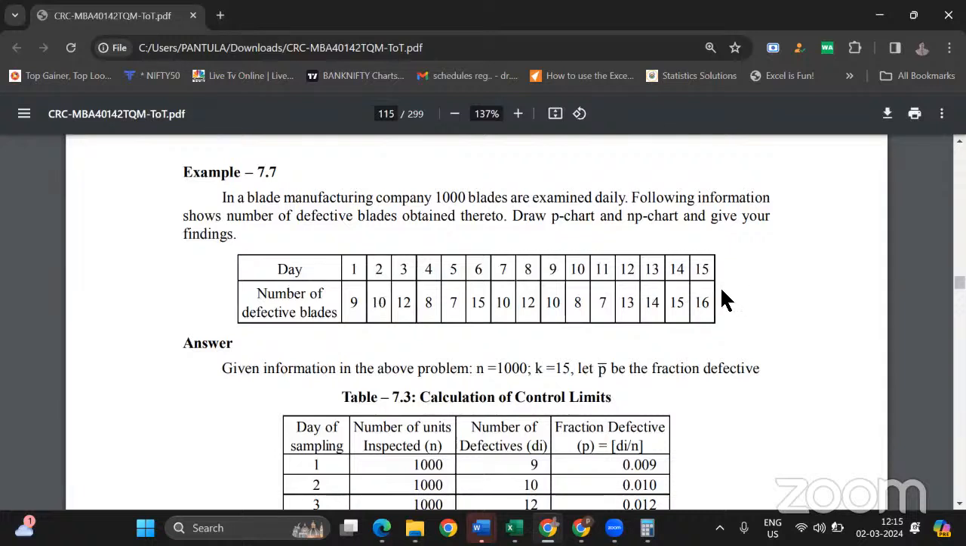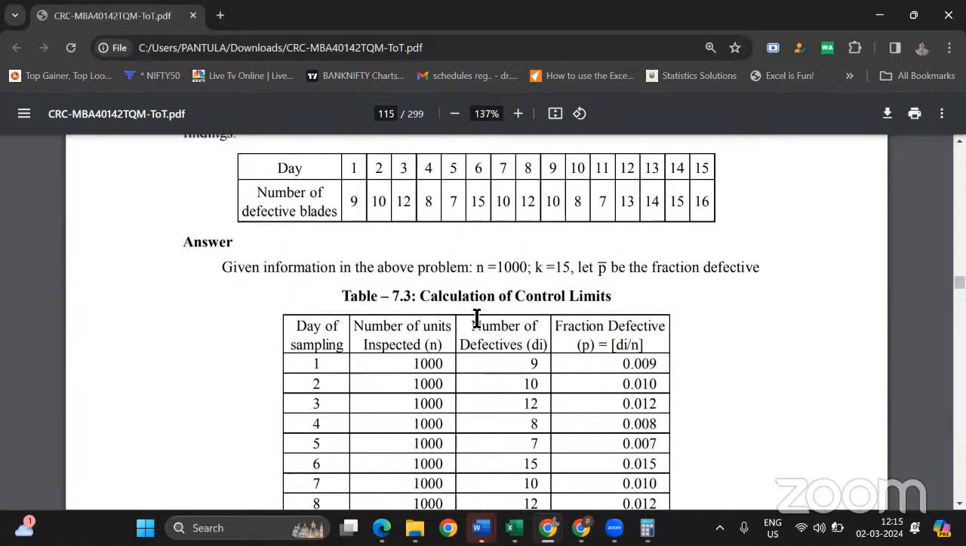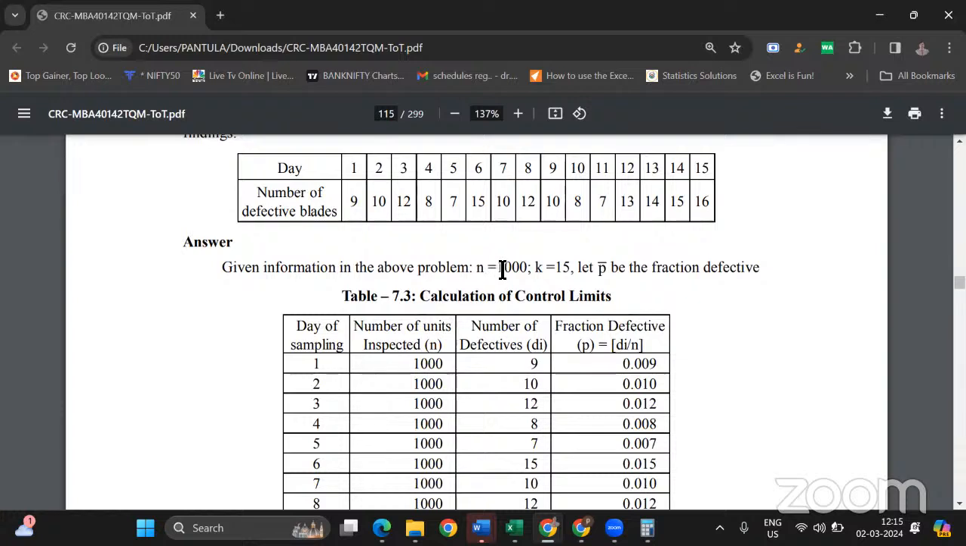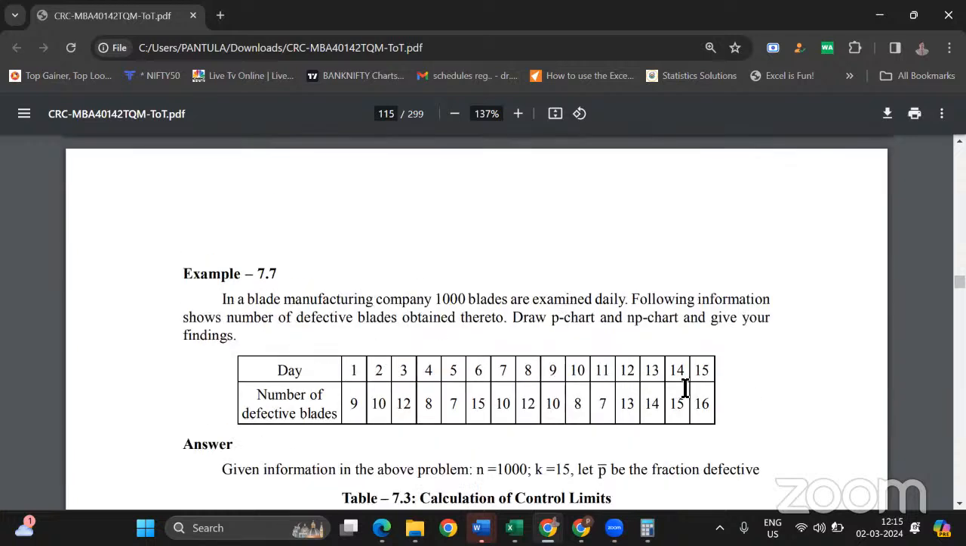So here we have day 1 to day 15, that is 15 days. The number of defective blades each day is 9, 10, 10, 5, and so on, randomly. Given information: n equals 1000, since they clearly examine 1000 blades each and every day. The sample size is small n, not capital N, so n equals 1000. K equals 15, that is, 15 days, 15 samples.